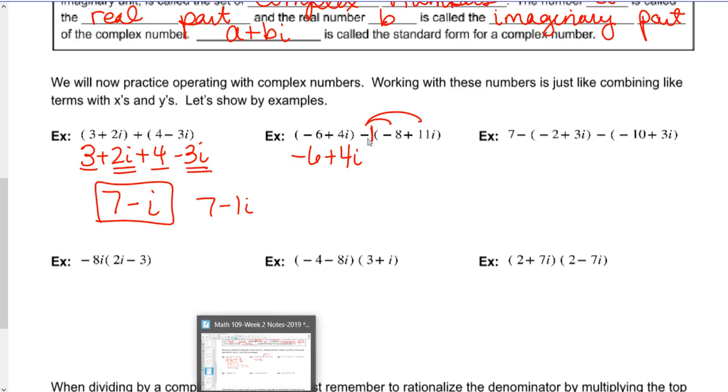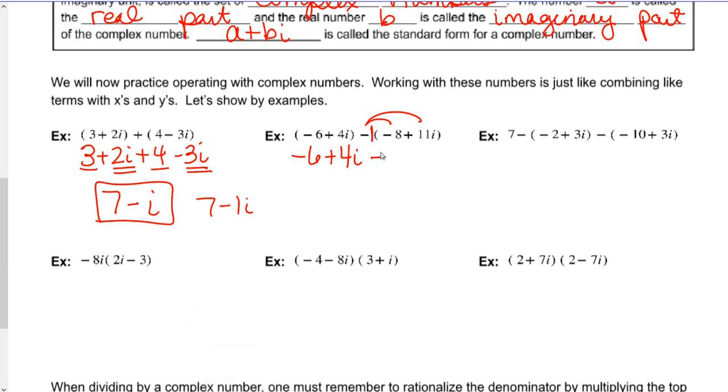Nothing changes there, but a negative 1 times a negative 8 is a positive 8. And a negative 1 times a positive 11i becomes a negative 11i. So nothing changes but the signs. They become opposites. So now my task is to combine like terms, to combine the real parts and the imaginary parts. Therefore, negative 6 plus 8 gives me a positive 2. And positive 4 minus 11 gives me a negative 7. Attach the label, so that would be a negative 7i. And that's how you add and subtract complex numbers.